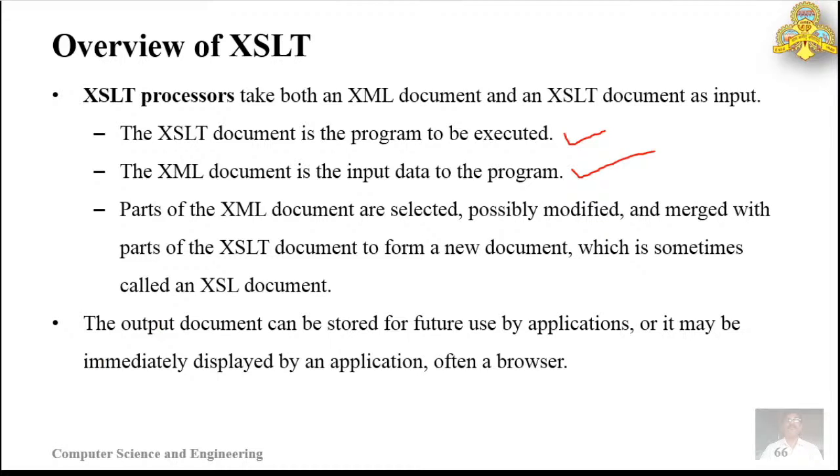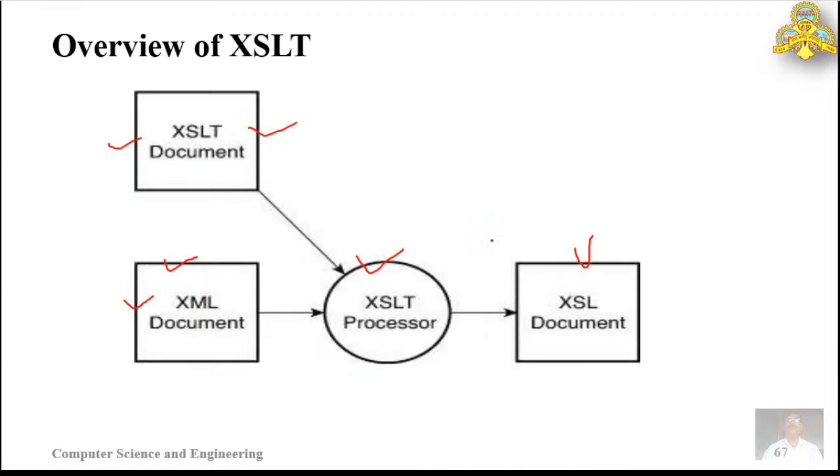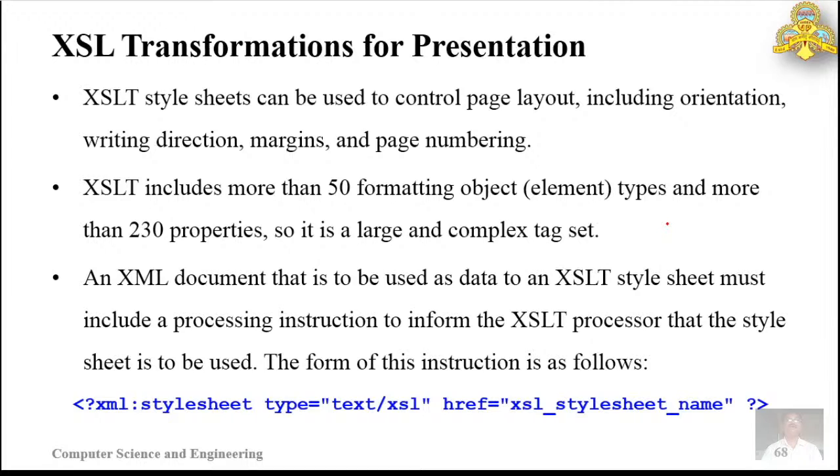The output of this processing can be stored for future use by an application or may be displayed within a browser window. An example is shown. An XSLT style sheet can be used to control page layout, including orientation, writing direction, margins, and page numbering. XSLT includes more than 50 formatting objects or element types and more than 230 properties. So it is a large and very complex tag set.